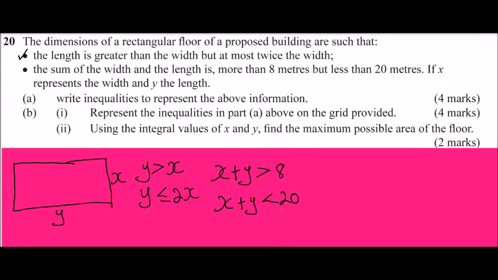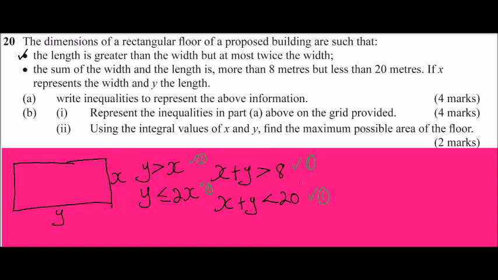So these are the inequalities that are described there, and therefore by writing these four inequalities, you get 4 marks. You get 1 mark for that, 1 mark for that, 1 mark for that, and 1 mark for that. So that is part A.